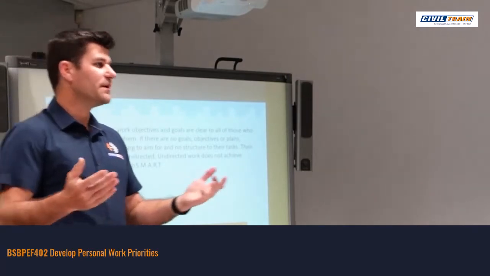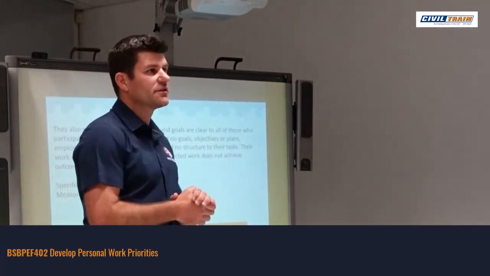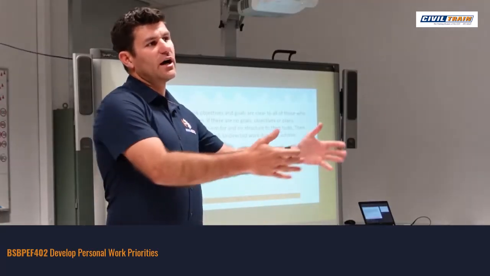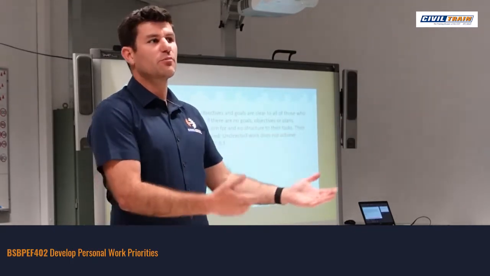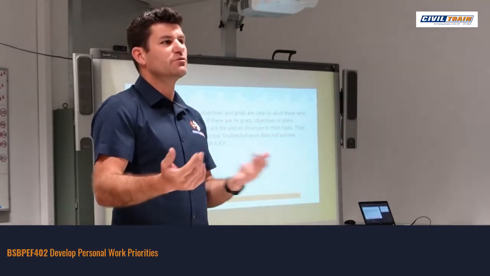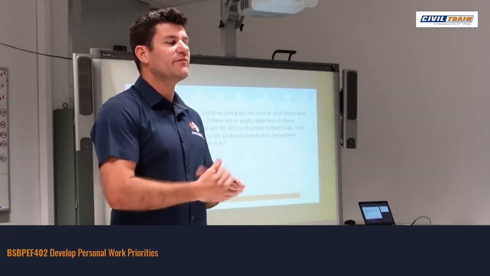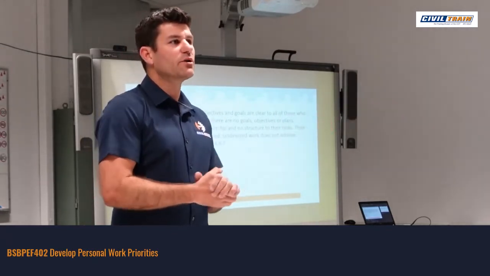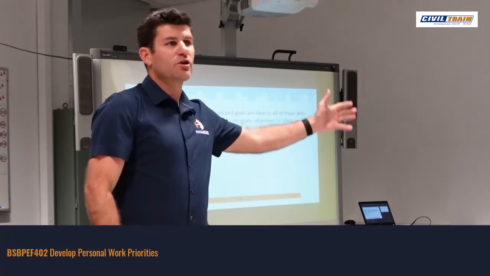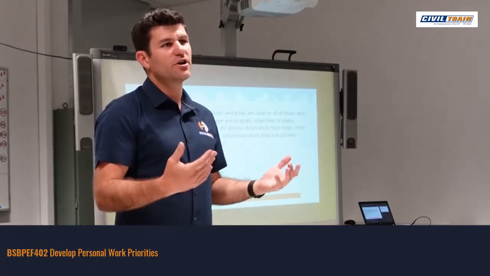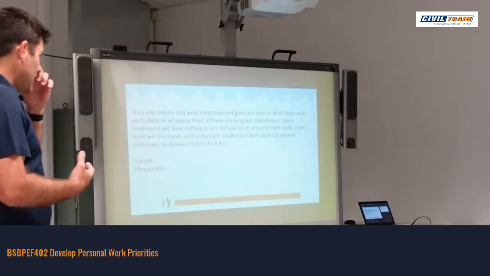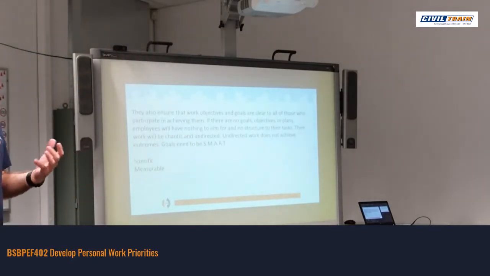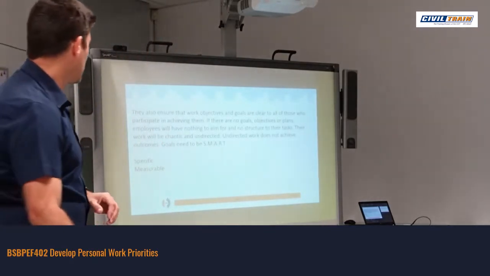So it might be that the goal is to remove a stockpile of material. At the end of the day, was the stockpile removed, true or false? Yes or no? So we can actually have that. It might be that we want half the stockpile removed by the end of the day. So we've got a way of identifying that it can be measured. So a goal or an objective needs to be measurable, so we can obviously monitor and review that.